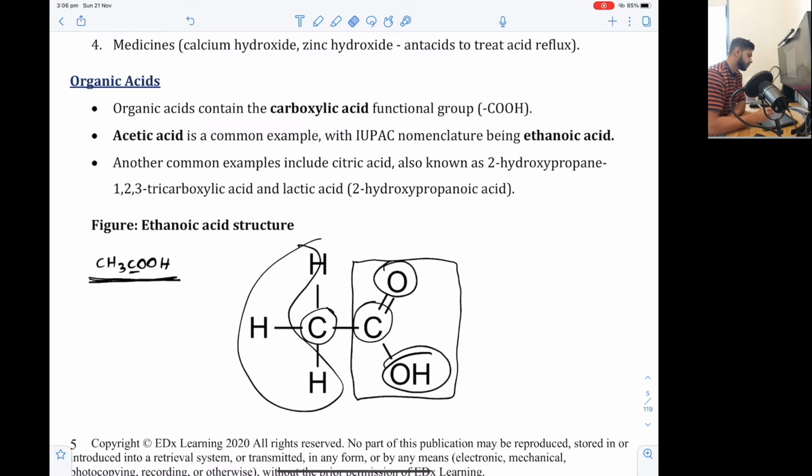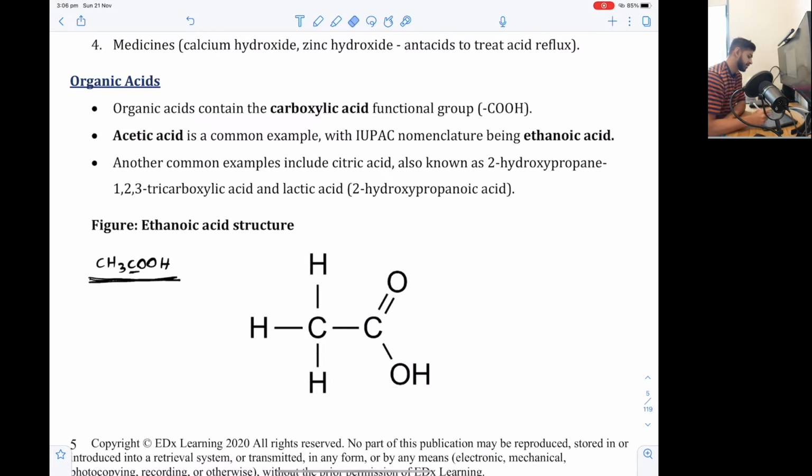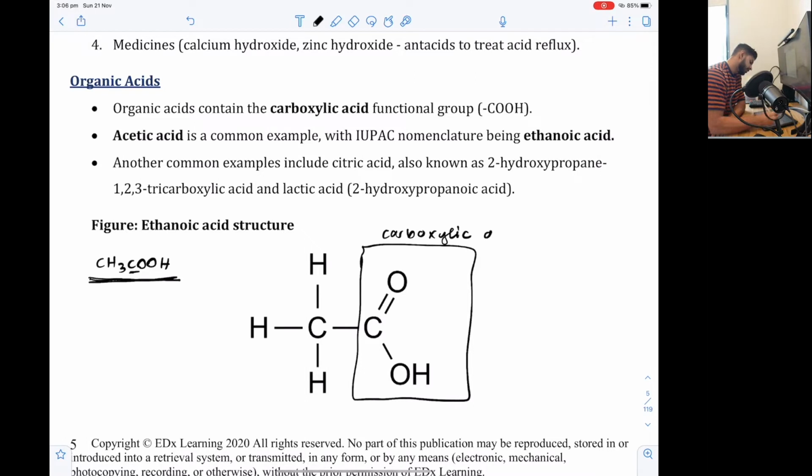Now, the actual functional group that makes this substance acidic is this. This is what we call our carboxylic acid functional group. In Module 7, you'll learn to master how to name these. For now, you just need to recognize when something is organic or inorganic as an acid. So if you see a COOH group, it is organic.